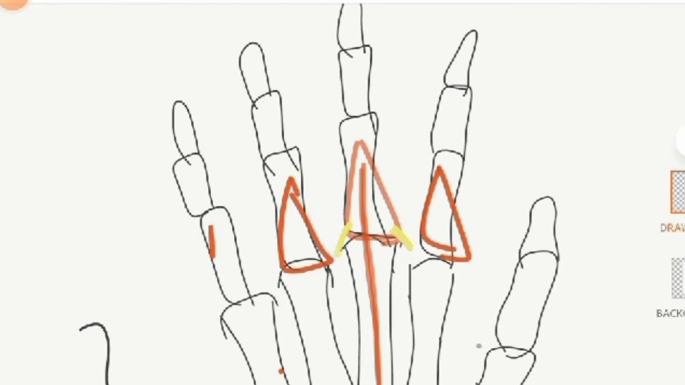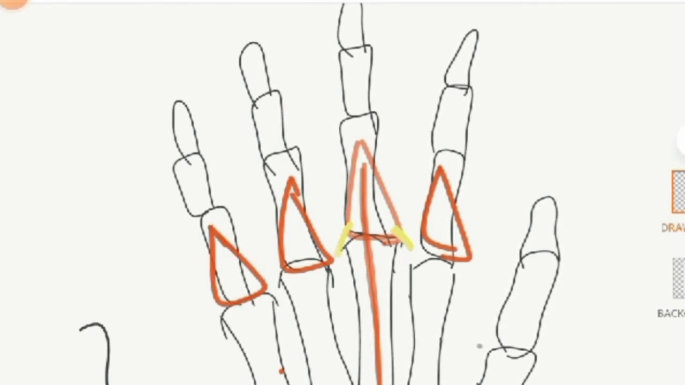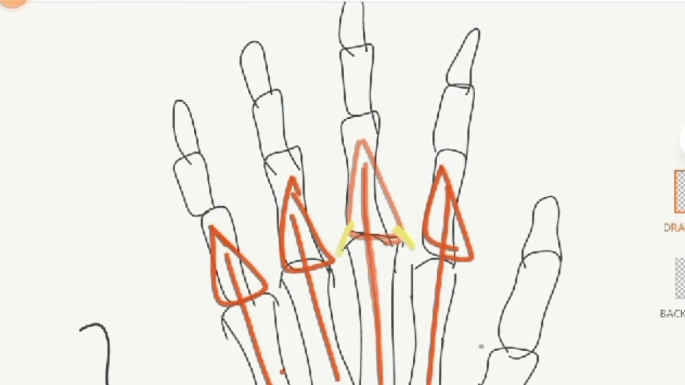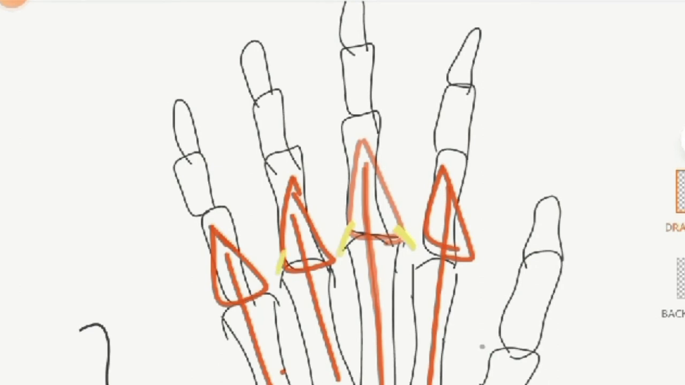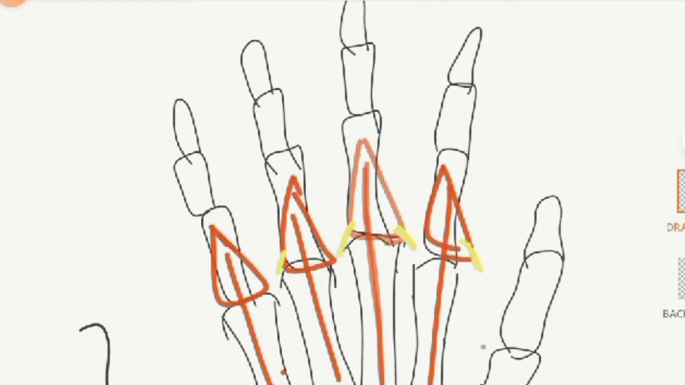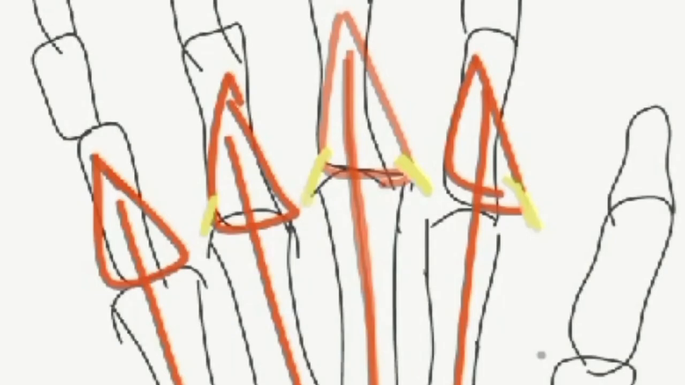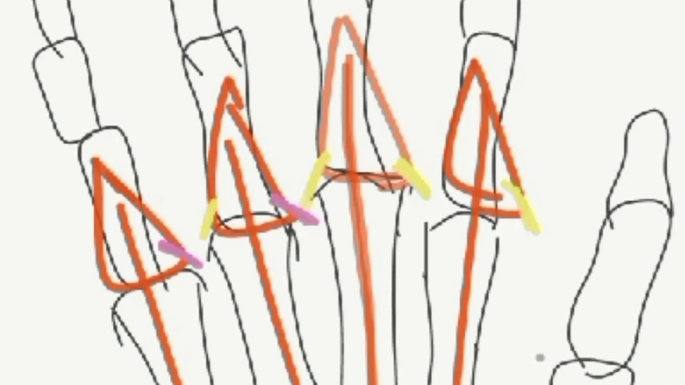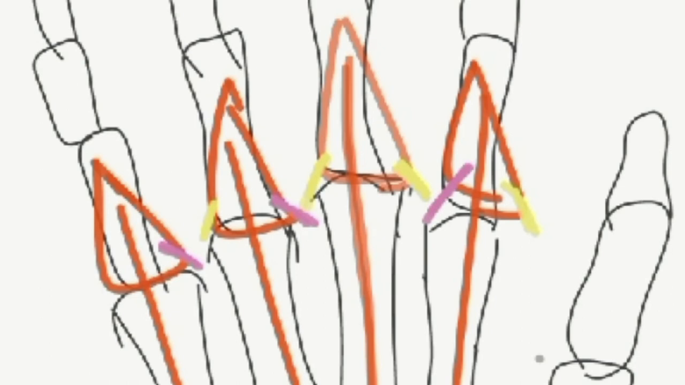On the radial side of the middle finger there is the second dorsal interossei, and on the medial side there is the third dorsal interossei muscle insertion. So these interossei are partially inserted into the dorsal digital expansion. On the radial side of the index finger there is the first dorsal interossei, and the fourth dorsal interossei is on the ulnar side of the third finger.